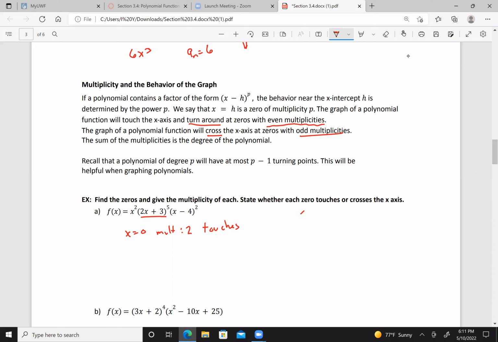Here we have 2x plus 3 equals 0. 2x equals negative 3. X equals negative 3 halves. We have x equals negative 3 halves, which has a multiplicity of 5. And since 5 is odd, it crosses. And lastly, we have x minus 4, which is x equals 4, with a multiplicity of 2. And since it's even, it touches.